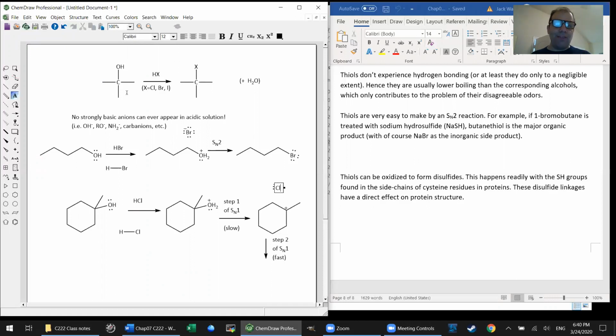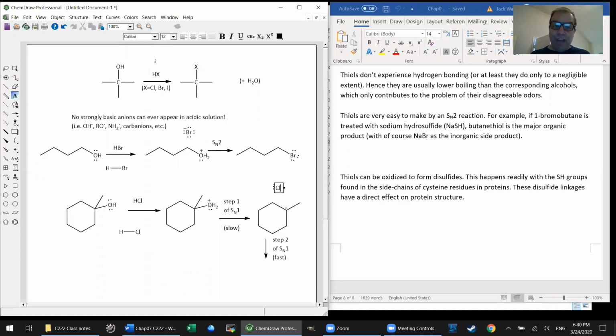I'm leaving these bonds unspecified here as to what they're attached to, could be to hydrogens or to other carbons. In all cases, you will wind up with the corresponding alkyl halide, corresponding meaning that it is the same number of carbons as the starting material, and also, of course, the same halogen as you're given in the hydrogen halide.